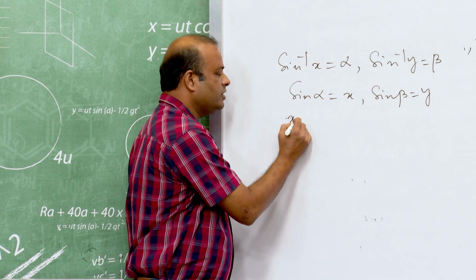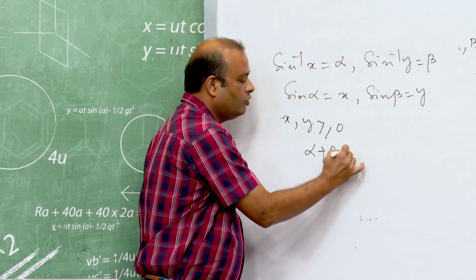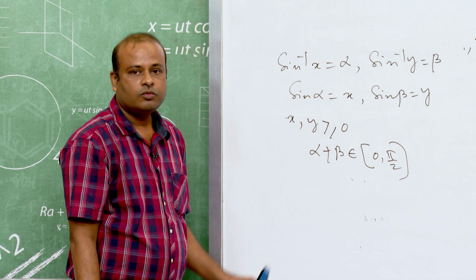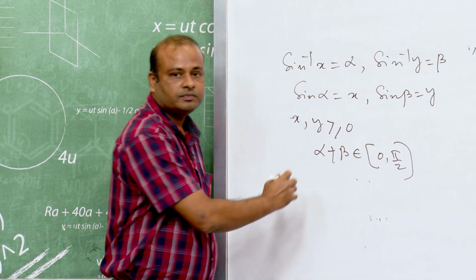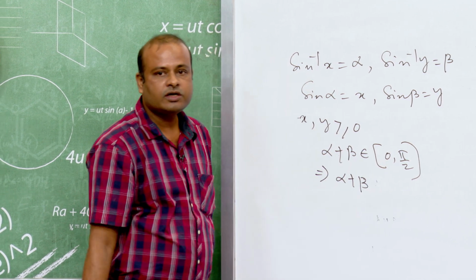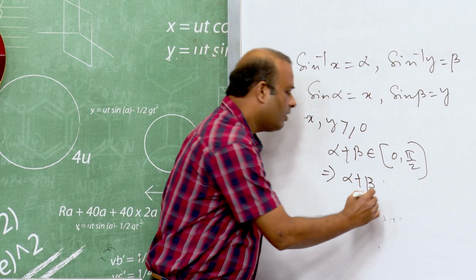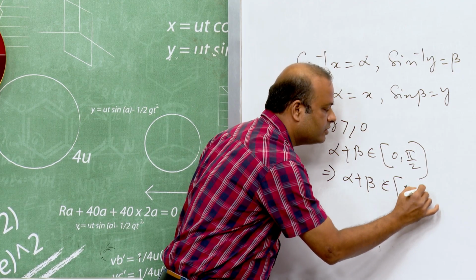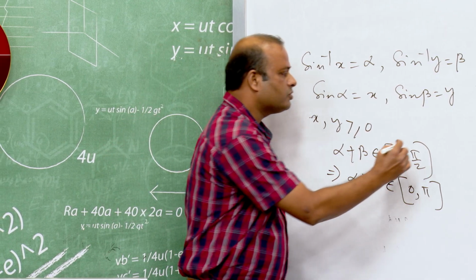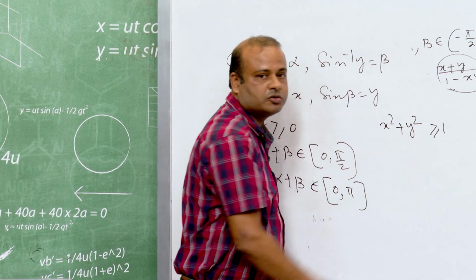Since x and y are both positive, alpha and beta both belong to the closed interval of 0 to pi by 2, first quadrant. So this implies alpha plus beta belongs to closed interval of 0 to pi, right? So since x square plus y square, this is the condition given to you, x square plus y square greater than equal to 1.